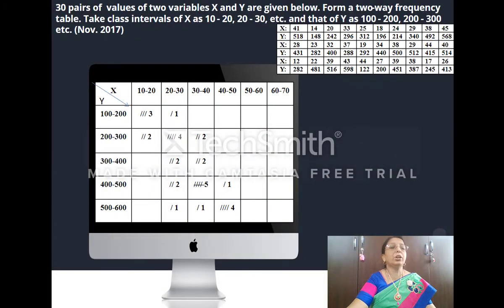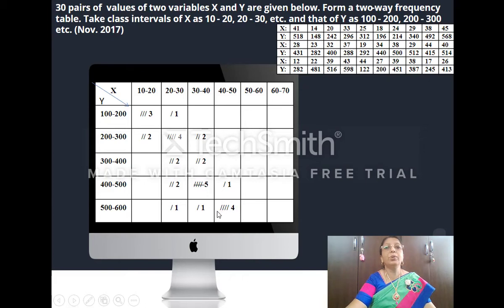So, a similar sort of a question, but this is a two-way table, a bivariate table, and here also they give us the class intervals: 10 to 20, 20 to 30 and so on to include all the values, and then 100 to 200, 200 to 300 for the y values. So now it's a bivariate table. So 41 in x and 518 in y. So 41 in x comes in this and 518 comes over here.